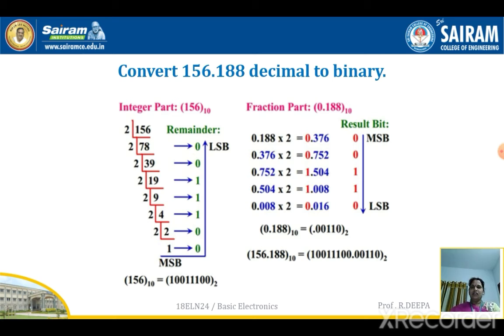Again I will repeat. For the integer part you have to divide by 2 till you are getting the MSB as 1, and for the fractional part you should keep multiplying by 2 for some 5 conversions. Later together you can write it. And for the integer you have to start writing from down to top, whereas for the fractional part it is from top to bottom. These things you need to keep in mind.